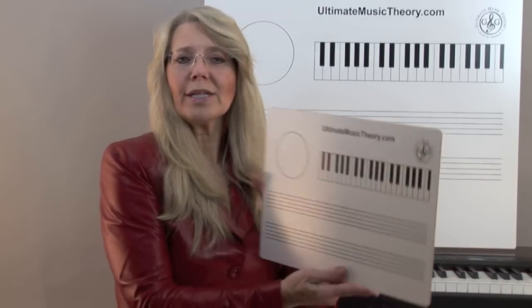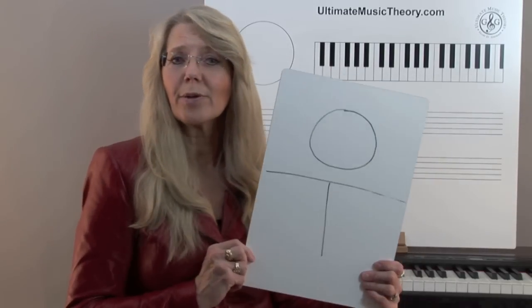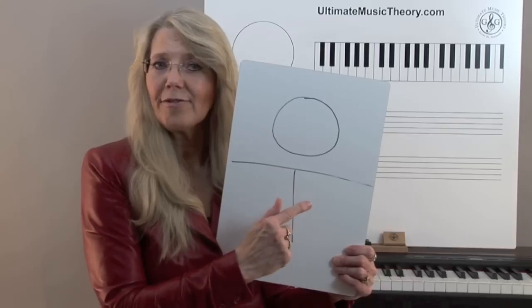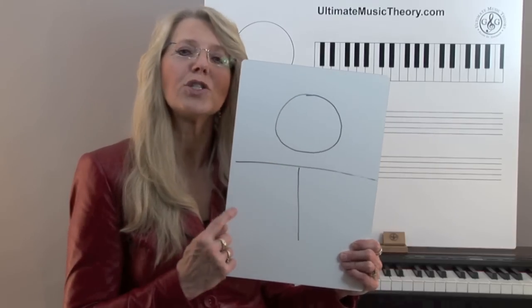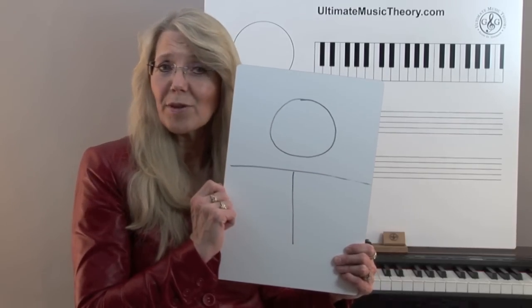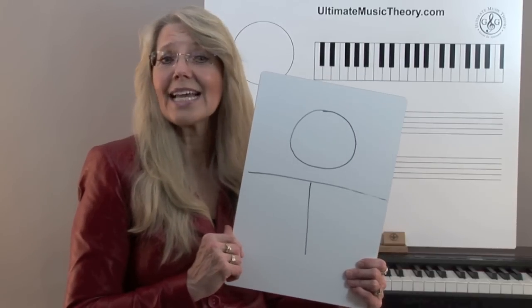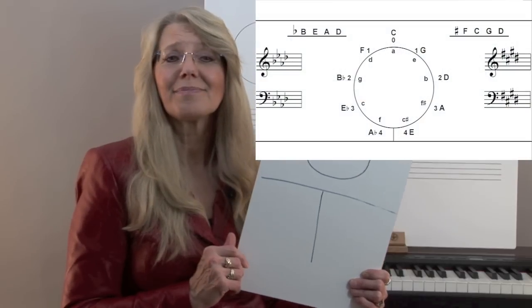Use the whiteboard, or use the blank side, or even a piece of paper. Divide the page in half, and then divide the bottom half into 2 sections. Then you're going to write the circle of fifths on the top half of the page first. If you like, you can even write the order of flats and sharps on the staff.